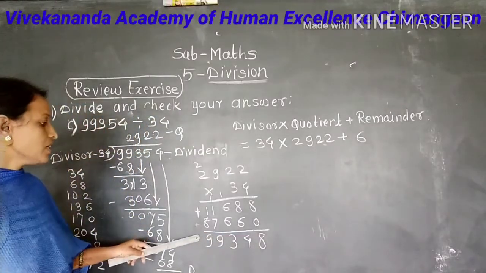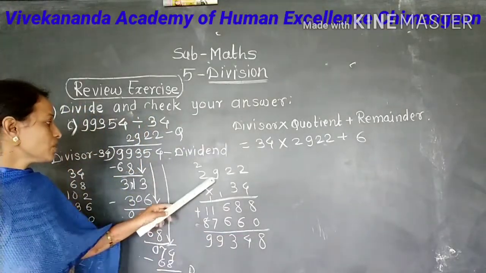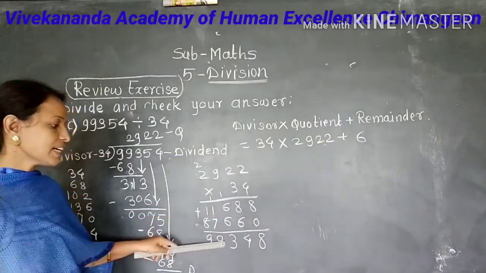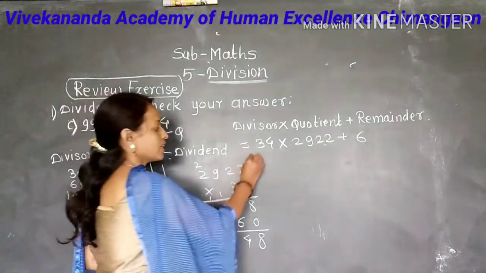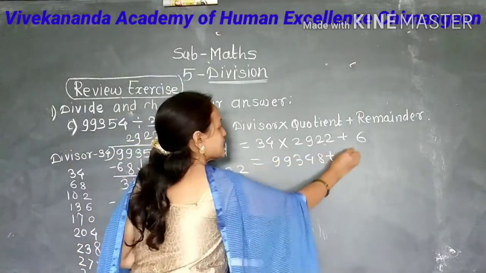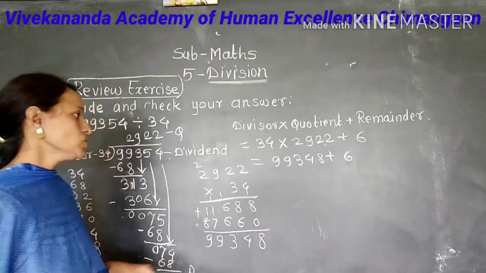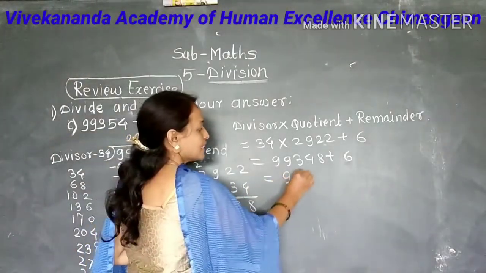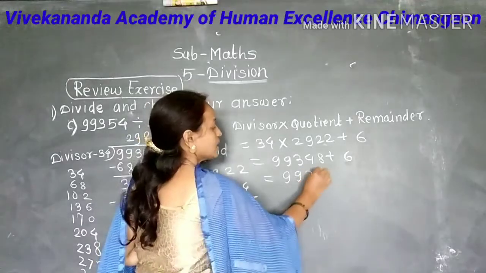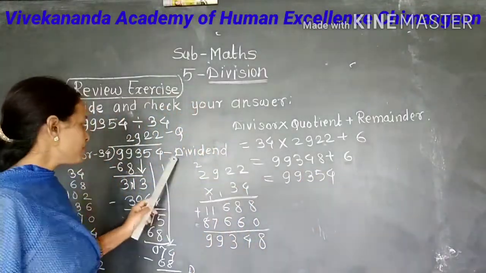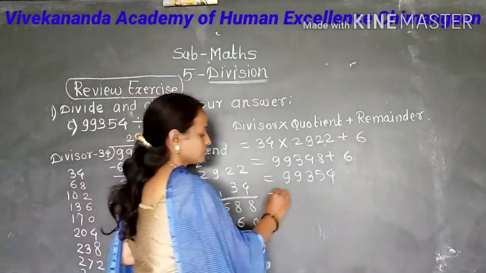In this way, here we multiply 2,922 by 34, we get product 99,340. We add 6. So by adding it, we get here 99,354, and 99,354 is our dividend.